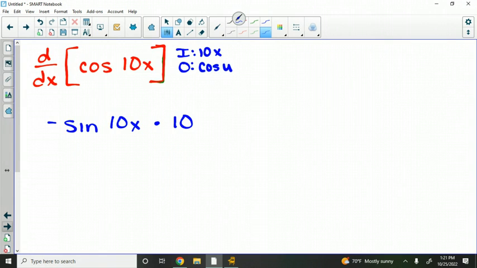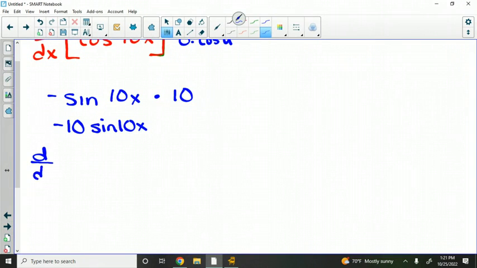Technically, if this helps you make sense of what's going on with the trig, this 10 isn't really part of the sine. So if you write it like this, it might make more sense for when we work with this later on. Just kind of bring that constant to the front.